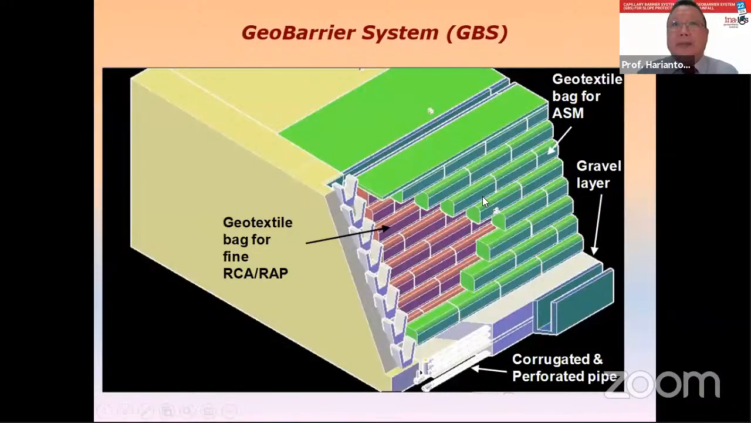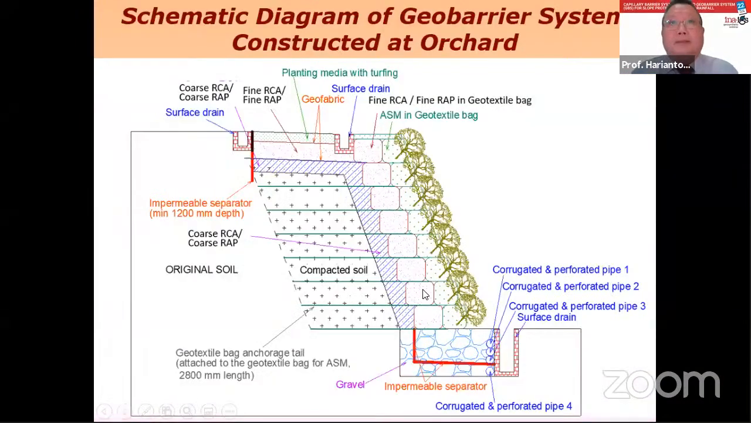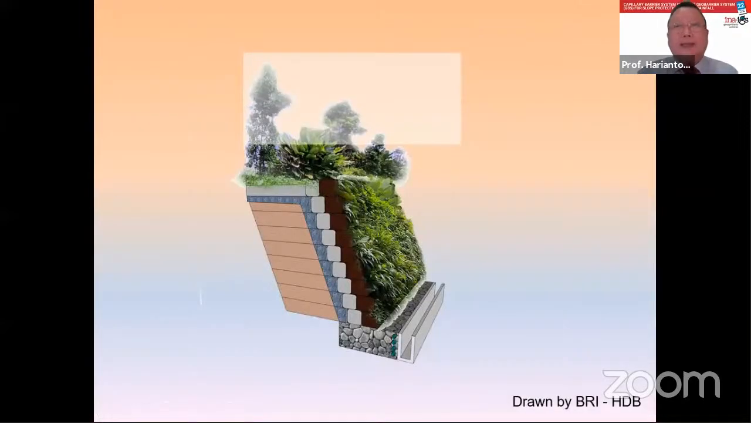So that is a schematic diagram, fine grain over the coarse grain. And the front bag is basically for planting, and we use an approved soil mixture. So this is an example, the geobag for planting, containing the topsoil, organic material and everything.